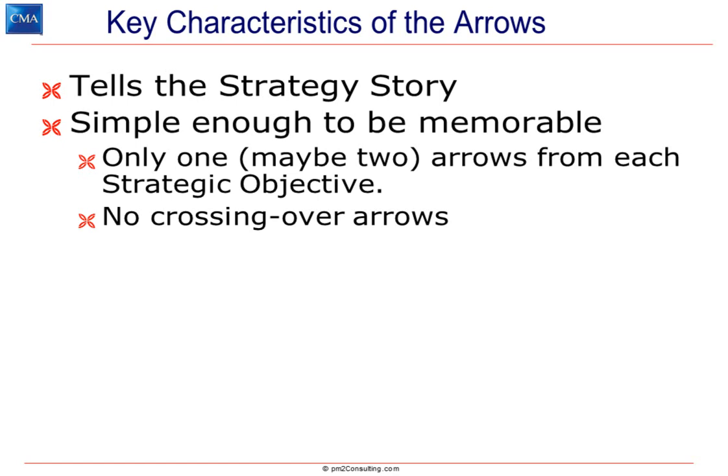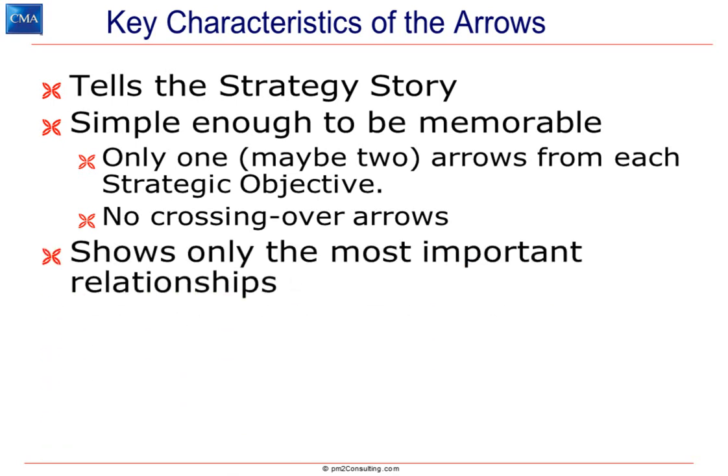And part of the test is you should never have an arrow crossing over another arrow. If you do, it's an indication that you have too many strategic objectives. And what you might want to do is take those concepts and consolidate them into one higher level strategic objective. And most importantly, it's got to show the key relationships between the strategic objectives.